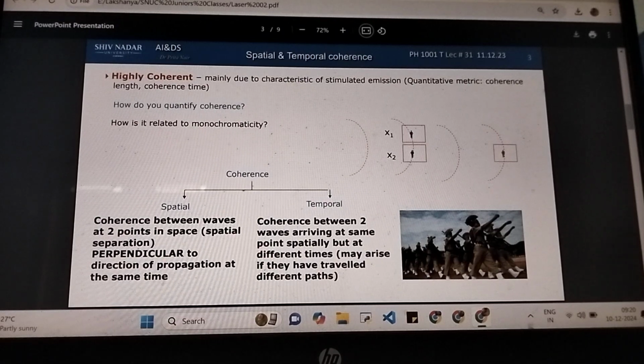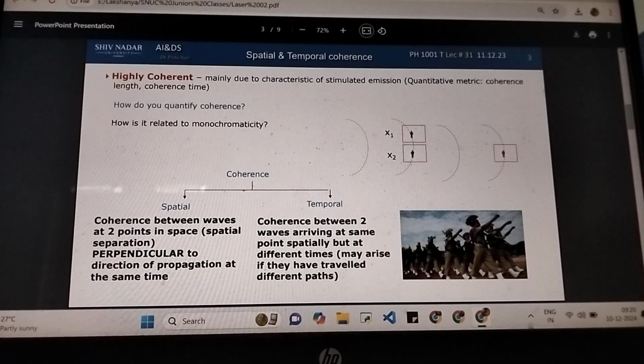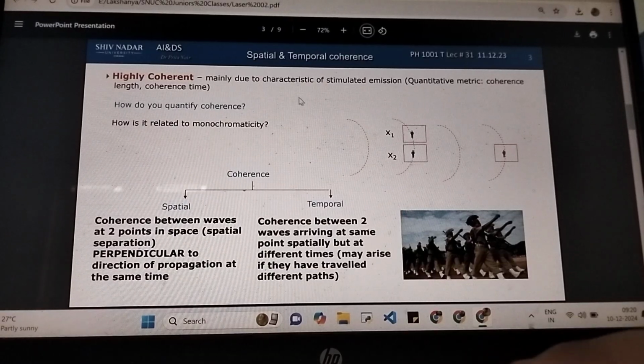So, continuing with coherence, which is the property we were looking at, lasers are highly coherent. That is a characteristic property of laser. Why so? Mainly because of stimulated emission.